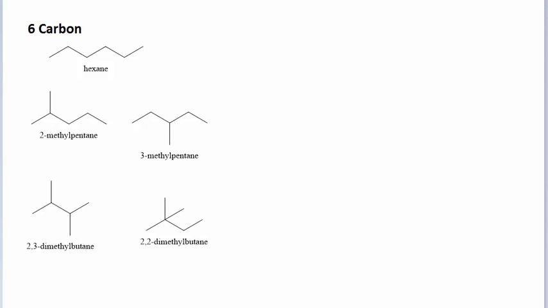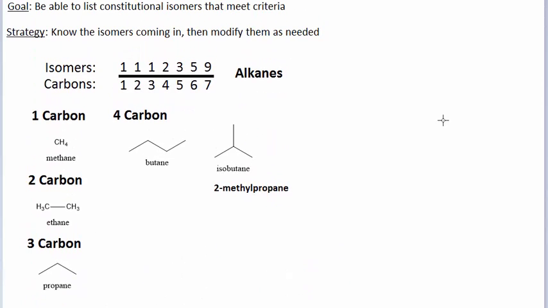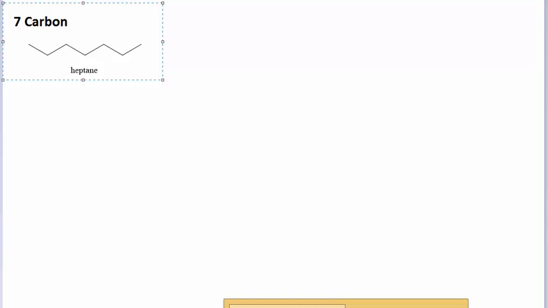Okay, and if you'll remember our sequence, the last thing we need to know is that for 7 carbons, we're going to have 9 different isomers, and this is when it starts getting a little tricky, and this is why you gotta know them before going into an exam. So for 7 carbons, again, there's the obvious heptane.